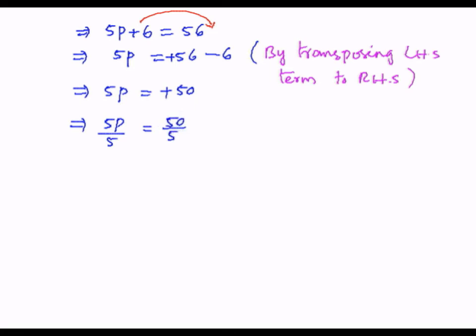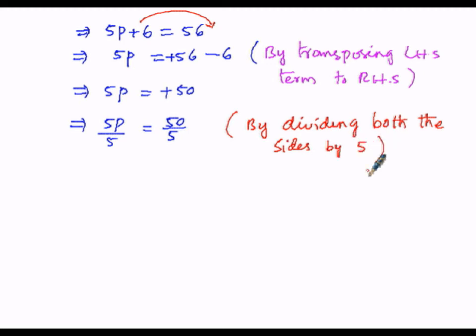We got this step by dividing both sides of the linear equation by 5. So the further step: 5 and 5 get cancelled, because there is a 5 ones and 5 tens. Here 1 into p is p, that is equal to 10 by 1, which is nothing but 10. Therefore, the root of the equation or the solution set.